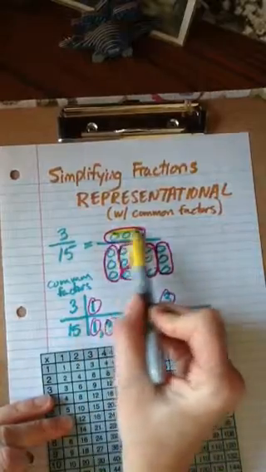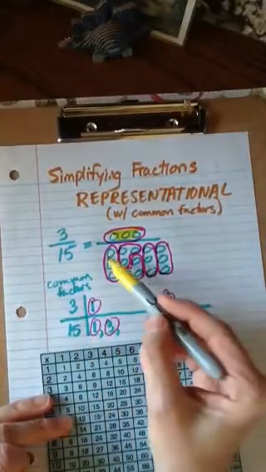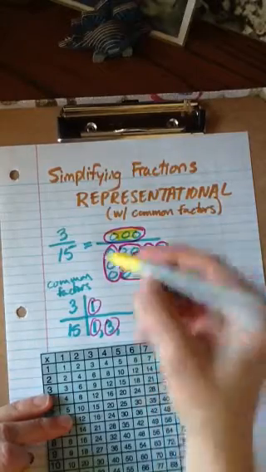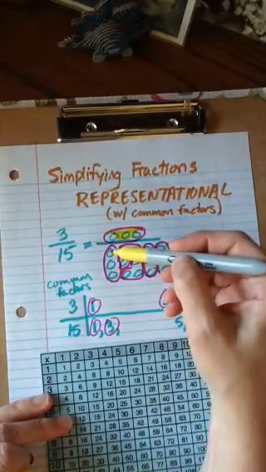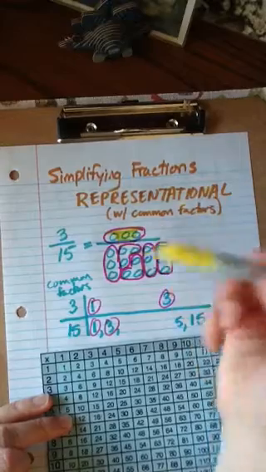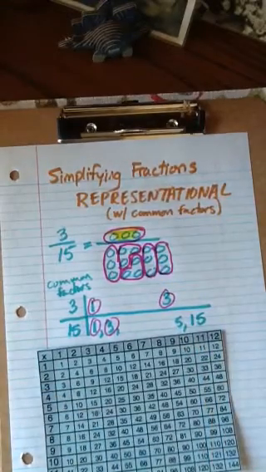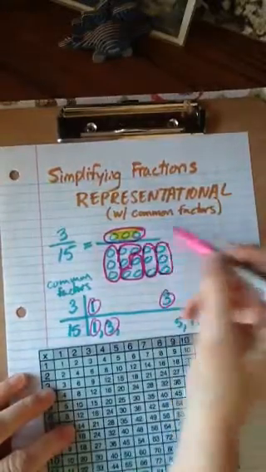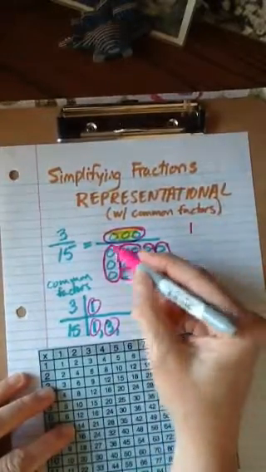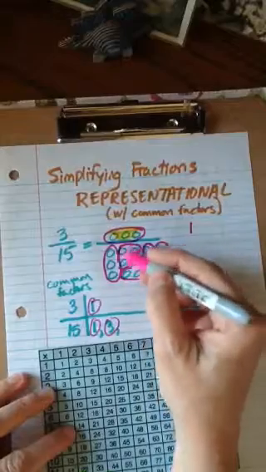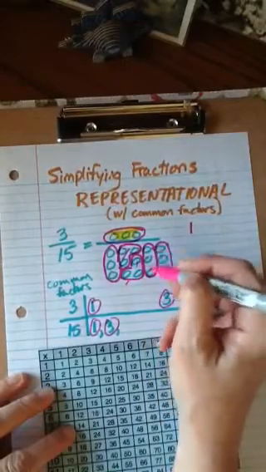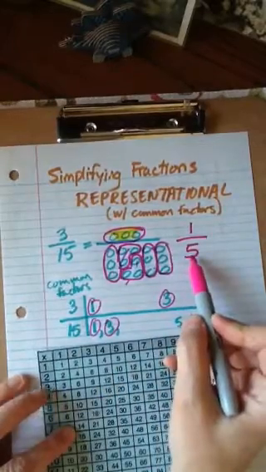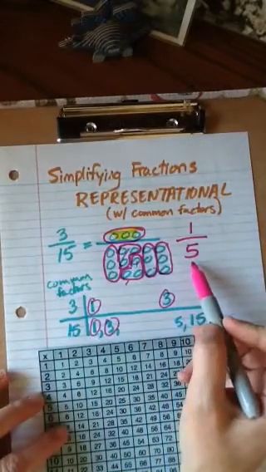So now, 3 out of 15. Because there are 15 down here. 1, 2, 3, 4, 5. Let me shade in this amount. All right. This is the same thing as saying how many groups are up here? 1 group. How many groups are down here? 1, 2, 3, 4, 5. So a simpler way is saying 1 out of 5.